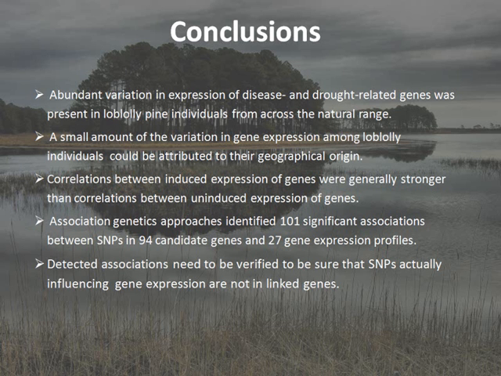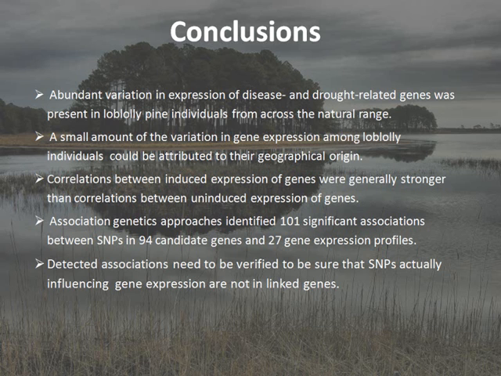So in conclusion from this study, we found abundant variation in expression of disease and drought-related genes. A small amount of the variation could be accounted for by their geographical origin. Correlations between induced gene expression were generally stronger than correlations between uninduced gene expression.